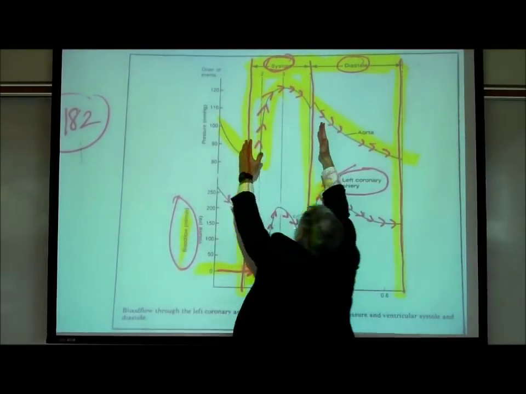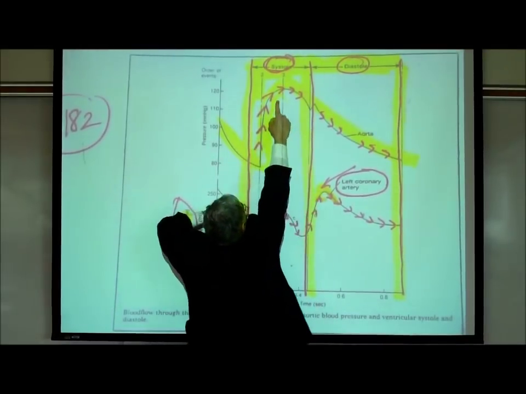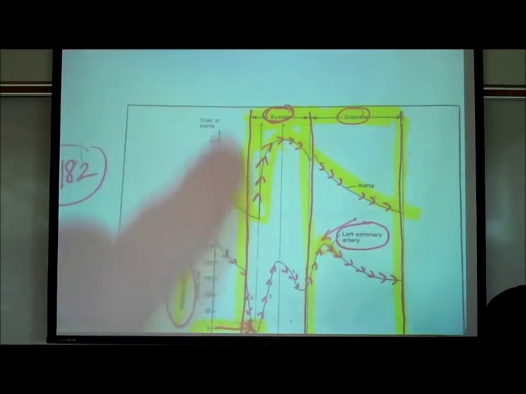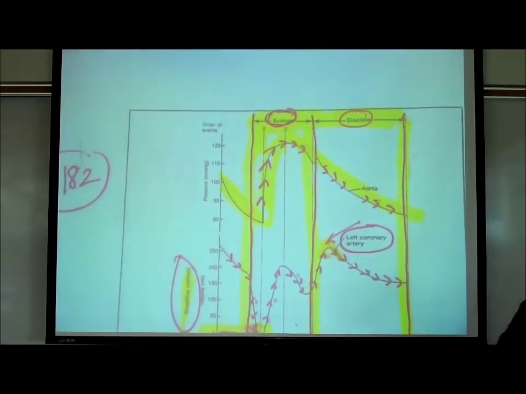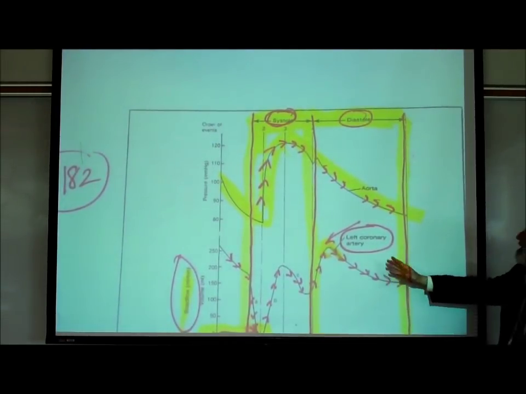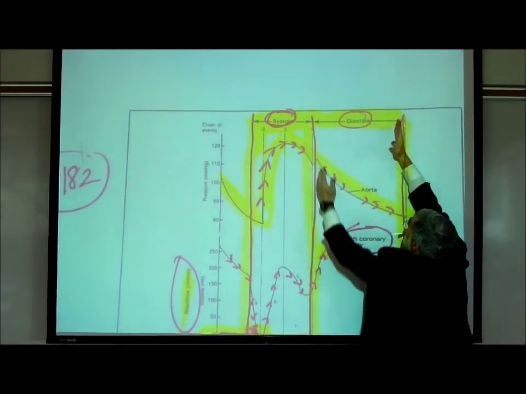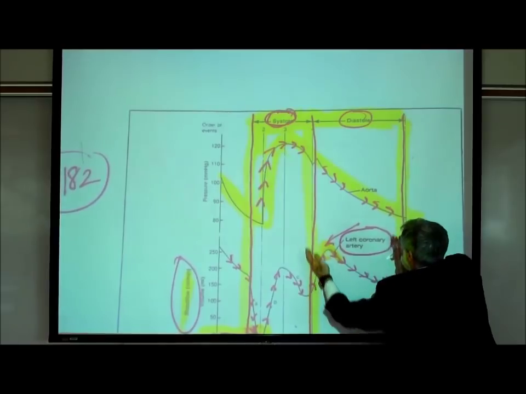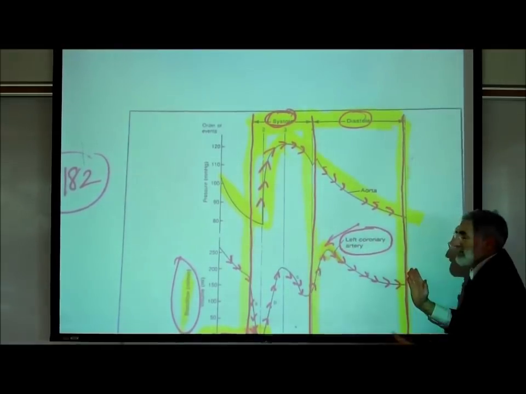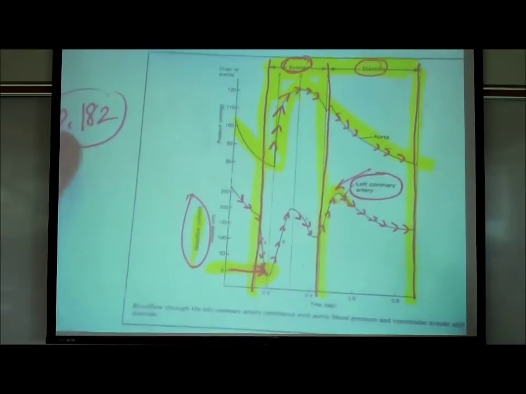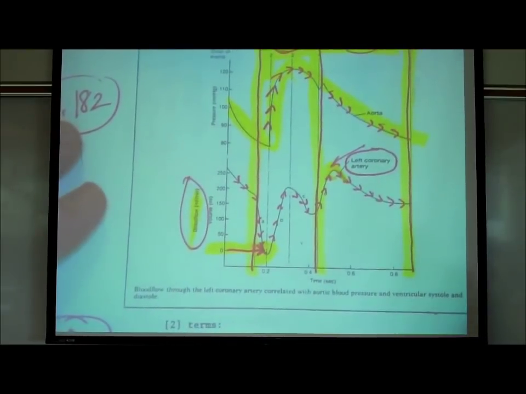Now, you'll notice that right here at the top, it's labeled that this is systole. What is systole? Systole is the period when the ventricles contract. Right up here, it says diastole. This is the period during diastole. What's diastole? When the ventricles relax. You'd say, okay, so what?